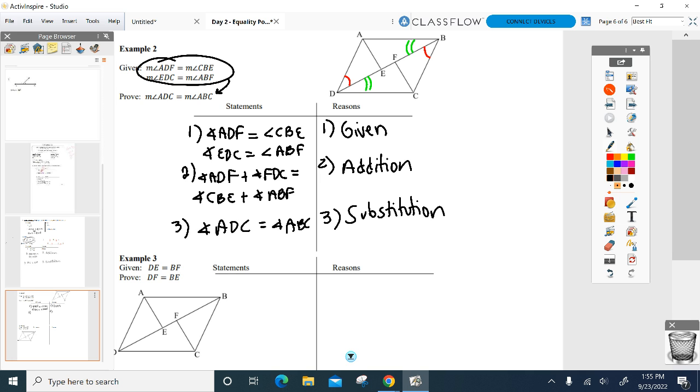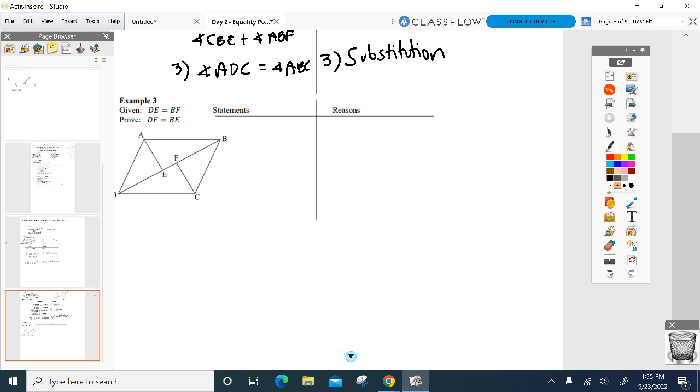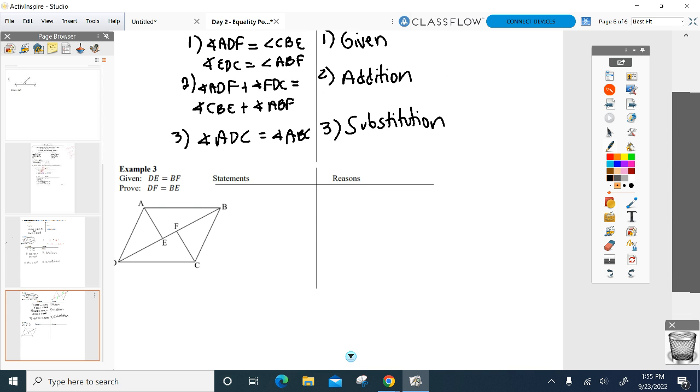Now, unfortunately, I've gotten you guys into a bad habit. You think every proof now is just going to be given addition substitution. That's why I have number 3. Because it's not. These proofs are different. I wish it was that easy, right? All right, here we go.